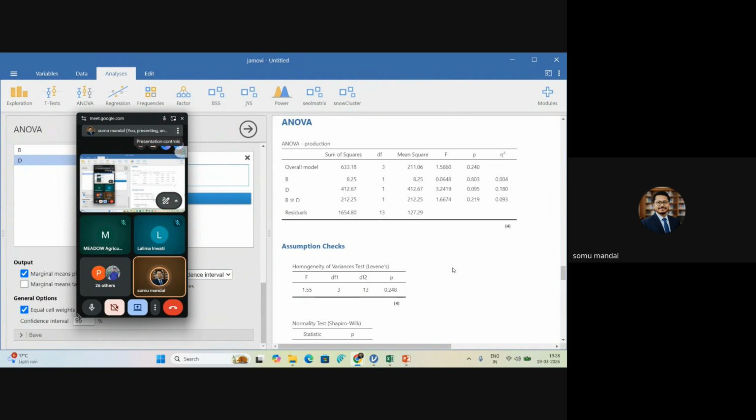So the overall model indicates that the value is 0.240, meaning not significant. There is no significance. There is no significant difference in agricultural productivity if you use different fertilizer. Not significant. Irrigated or not irrigated? Yes, there is significance. Why? The value is 0.09, meaning it is less than 0.1.